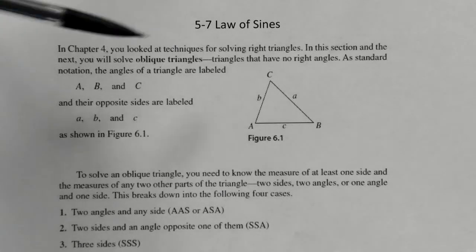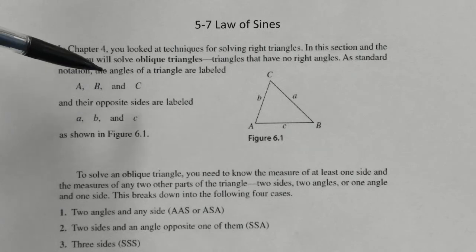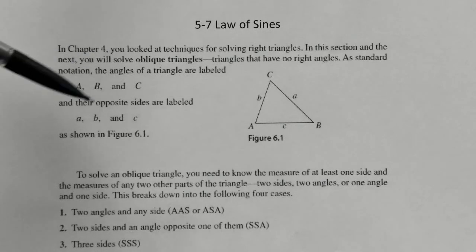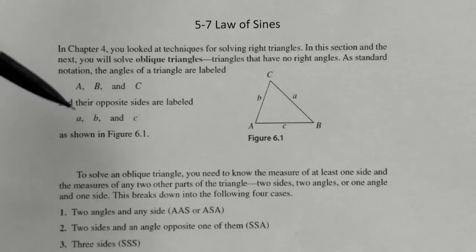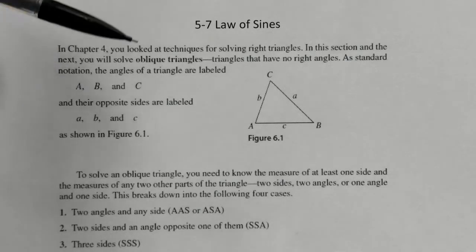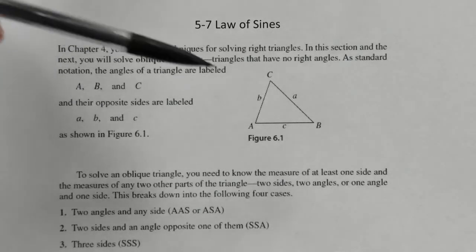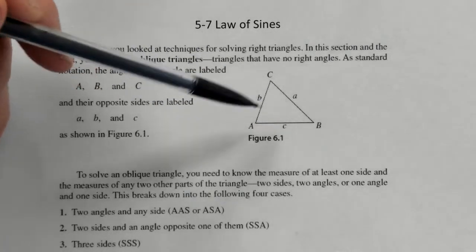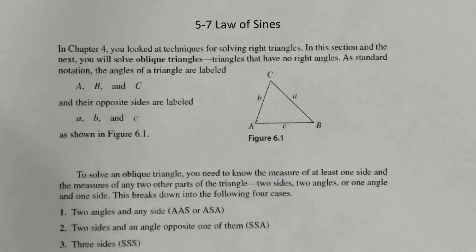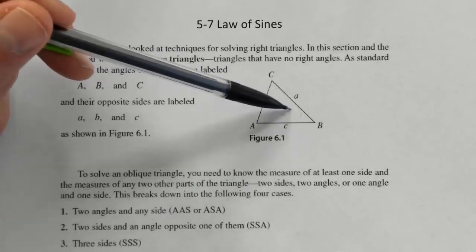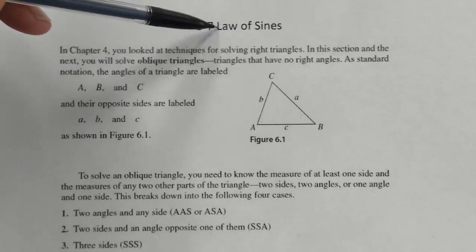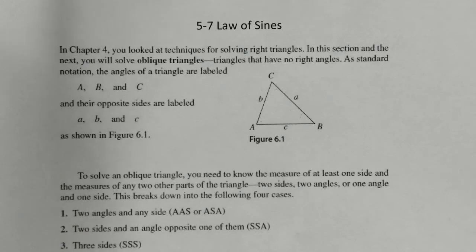Okay guys, in this section we're looking at the law of sines. Up to this point we have used the trig functions to solve missing parts of a right triangle, and we've only been able to utilize those trig functions in solving right triangles. But now with the law of sines we can actually solve the missing sides and angles in a triangle even when it's not a right triangle. So it doesn't have to be a right triangle in order to solve these missing sides with the law of sines, and we're going to show you how to do that now.